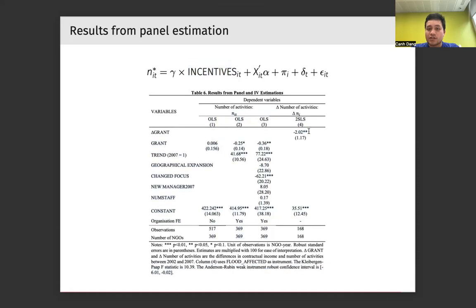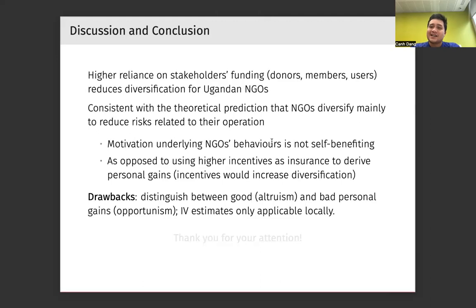Okay, so we focus on the effects of the change in grants and diversification. So pretty much we have negative coefficients everywhere. Our conclusion is pretty simple. A higher reliance on international funding from donors, members, and users would reduce diversification for Ugandan NGOs. This is consistent with our theoretical prediction that NGOs diversify mainly, so the keyword here is mainly, for risk reduction or cost complementarity of their operation. The intuition is pretty simple. Once they receive the financial security, they would now focus on their main operational objective.